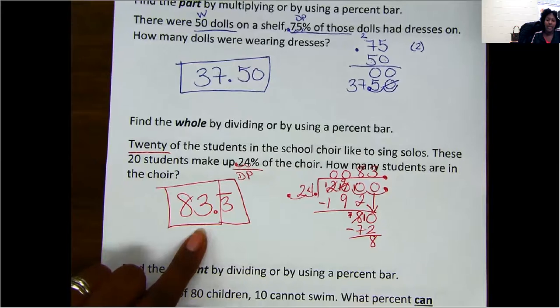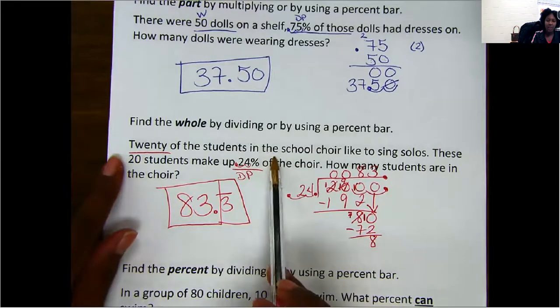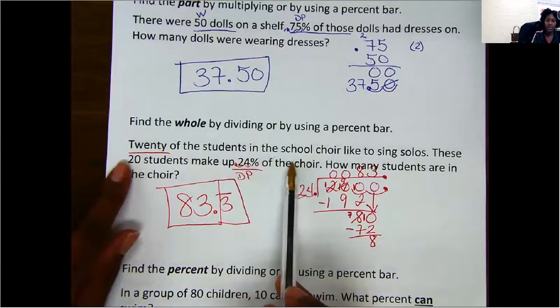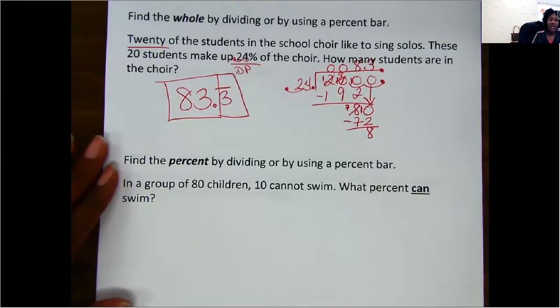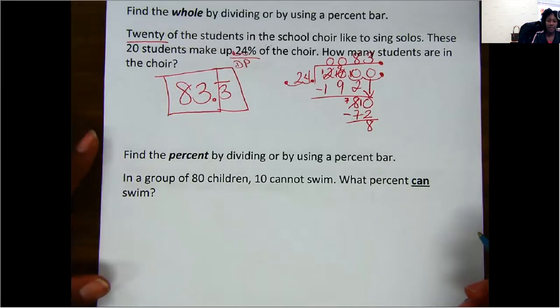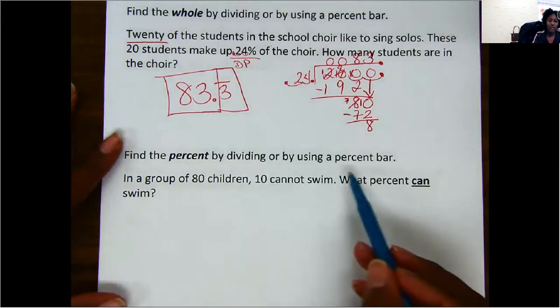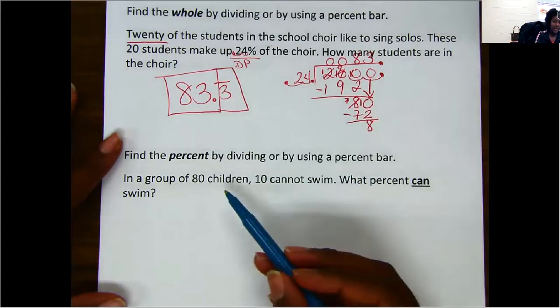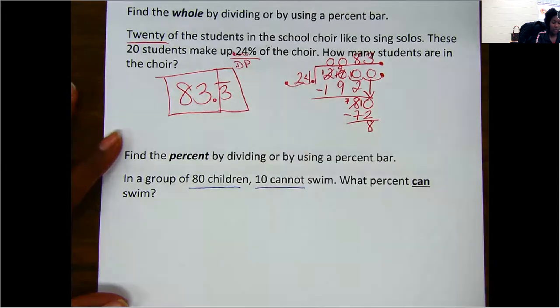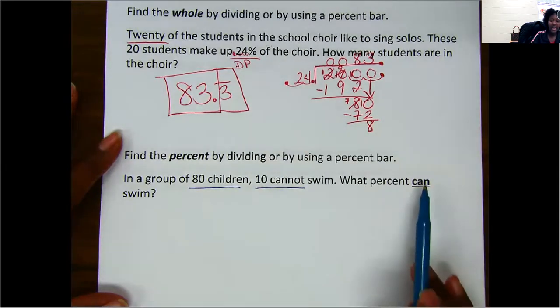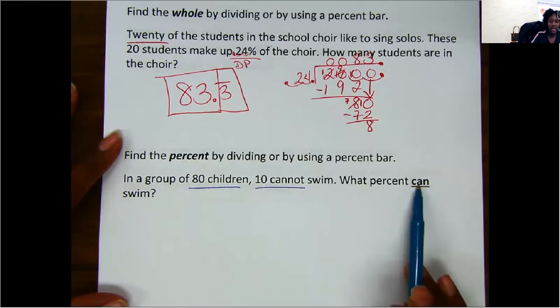All right, again, you had this problem. What I did was change the numbers. How you solve it is the same. You had a find the percent, okay? It says you can divide or by using the percent bar. It says in a group of 80 children, 10 cannot swim. What percent can swim? A lot of you missed this because you didn't realize that it wanted a different number.